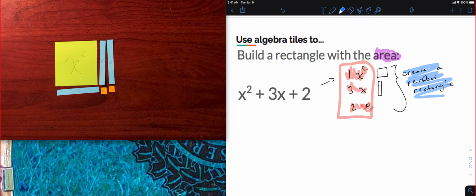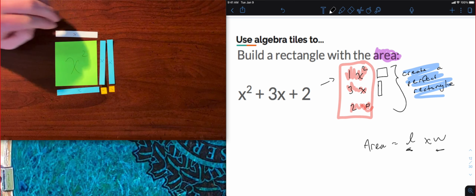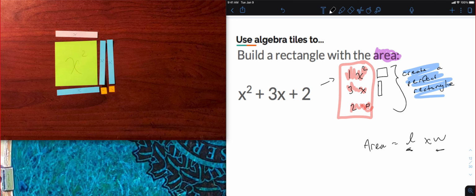And so our next goal is to tell me what the length and width have to be. Because remember yesterday we talked about the area of a rectangle is length times width. You guys know that. So your goal here is to tell me what the length and width are. I'm going to represent the length and width using white paper. So here, I'm just going to slot 1 x fits along the top. And then I can fill those other 2 pieces with these.